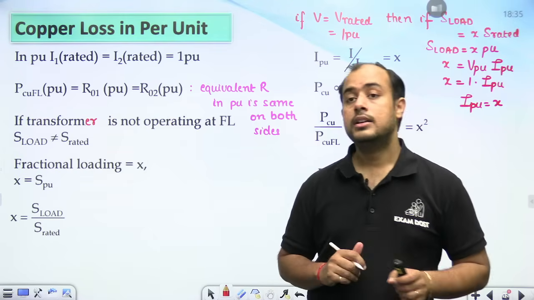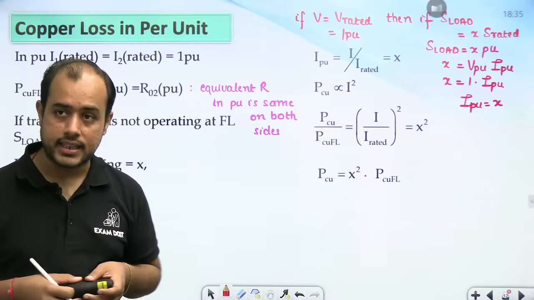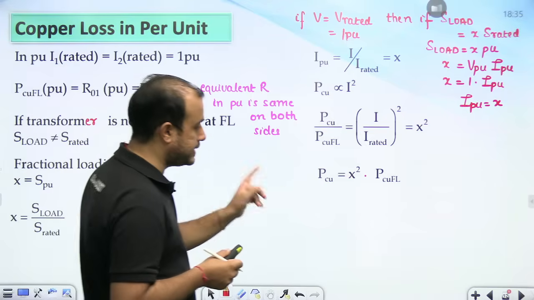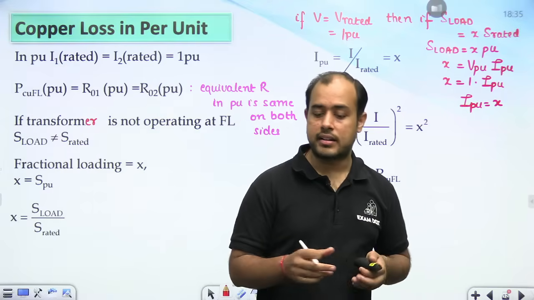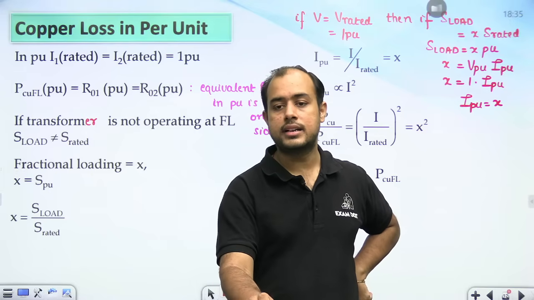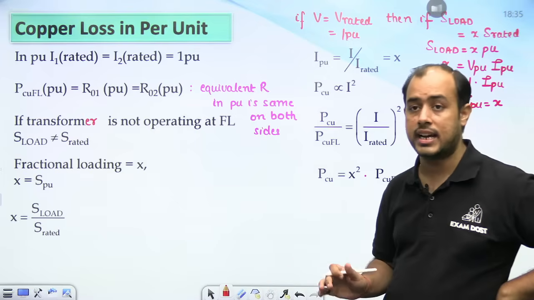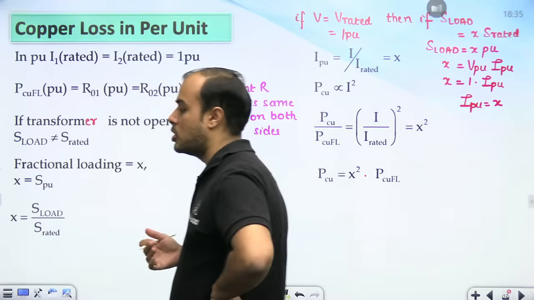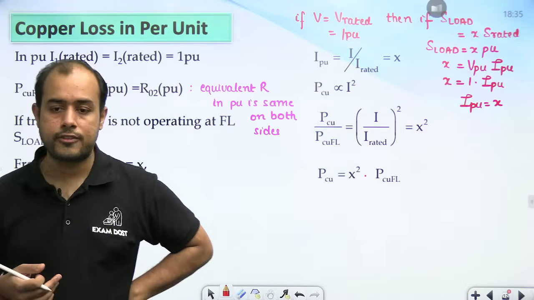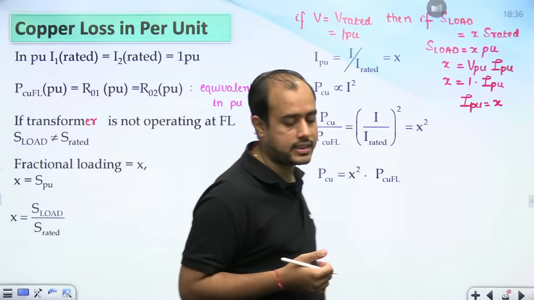ठीक है. So basically, if the current is X times the rated current, the copper loss is X square times the rated copper loss or the full load copper loss. अगर करंट X टाइम्स हो रहा है तो कॉपर लॉस X स्क्वायर टाइम्स हो जाएगा, because copper loss is proportional to the square of current. कॉपर लॉस करंट के स्क्वायर के प्रोपोर्शनल आता है.